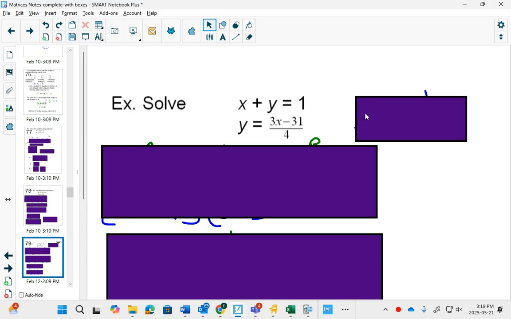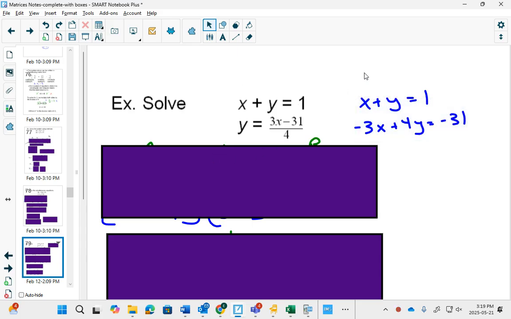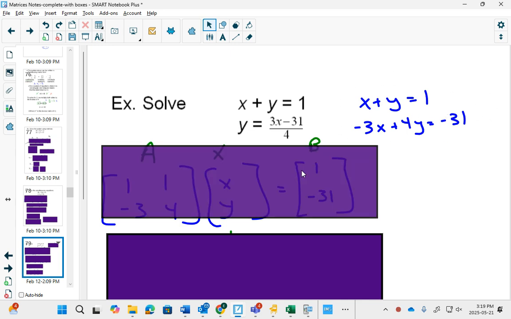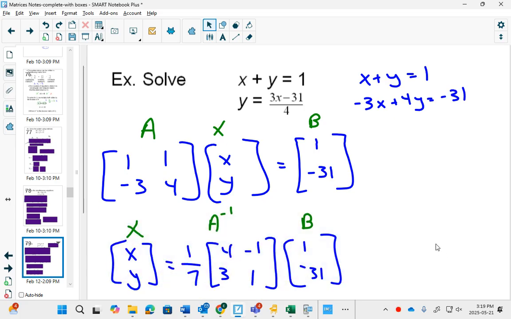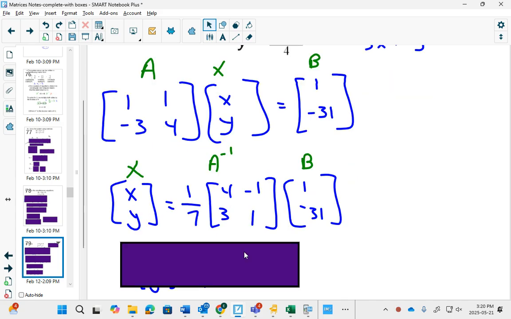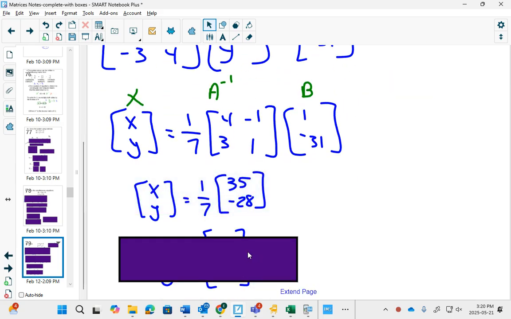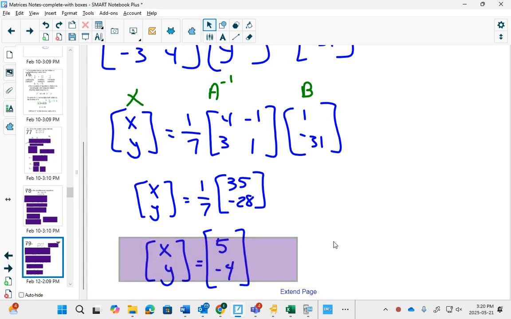So a little bit not nice fraction here to begin with. Rearrange things. I'd multiply everything by 4. I'd move my 3x over. And then I could set up my matrix A, my matrix X, my matrix B. Did you get the inverse to be 1/7 of 4, negative 1, 3, 1? And then when you multiply it out, you get 5, negative 4.